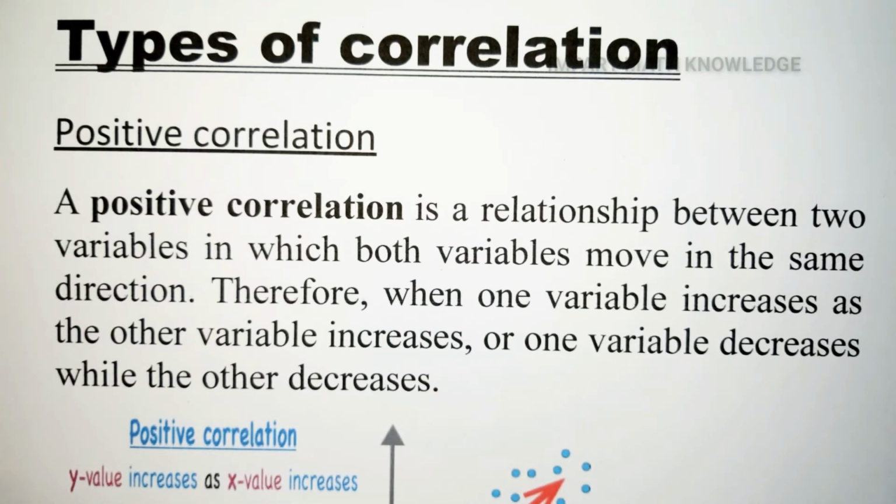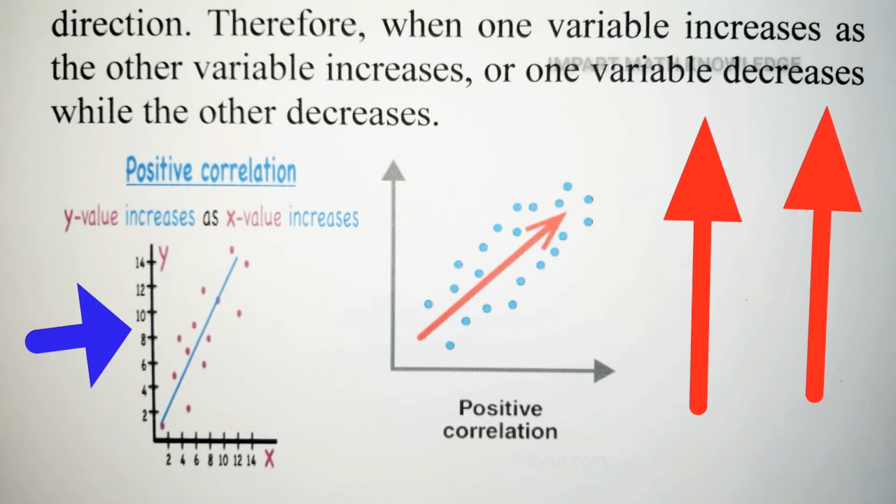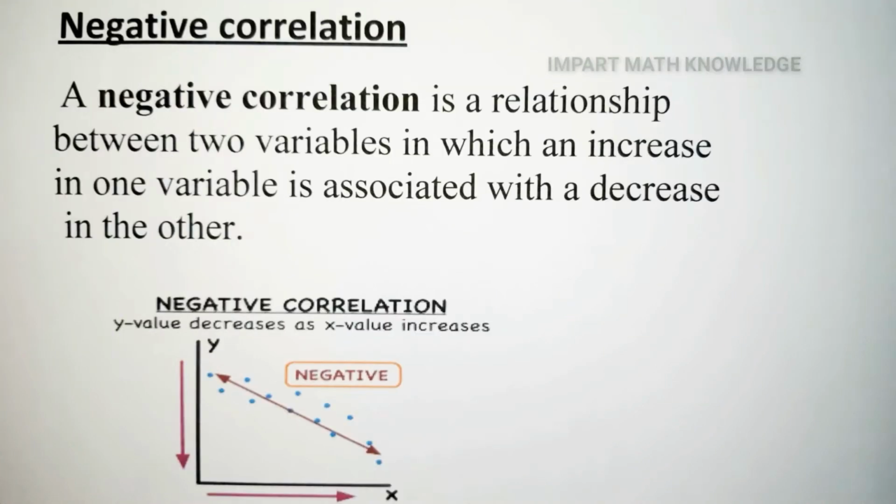It is a relationship between two variables in which both the variables move in a same direction. When one variable increases as the other variable increases, or one variable decreases while the other variable decreases. The diagram shows that when x value increases, y value also increases. Example, the more you exercise, the more calories you burn in your body.